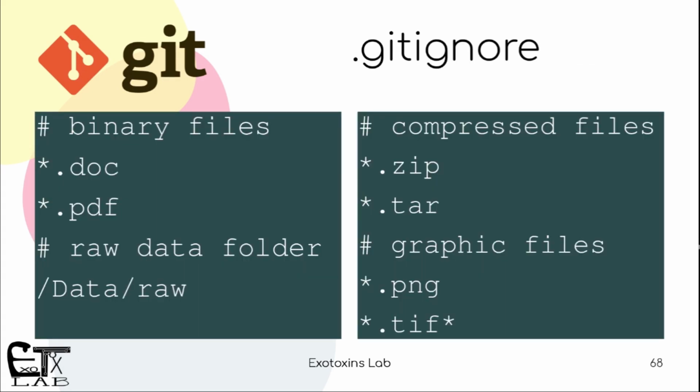This is an example of what I will write in a gitignore file. I have all the binary files that I don't want to follow, like extension doc or PDF. My raw data folder I don't want to track, and any compressed files like zip or tar. The manuscript, if you're using LaTeX, and any graphic files like PNG or TIFF.